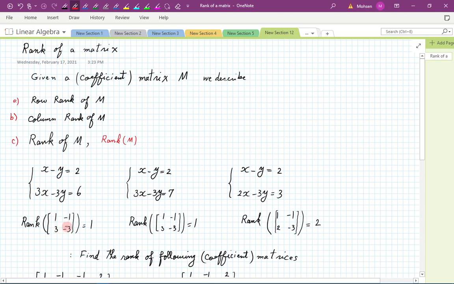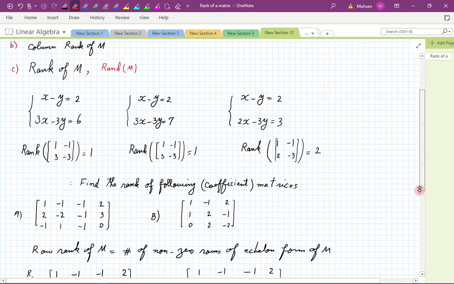Is that right? How about the columns? The first column is 1, 3. The second column is -1, -3. Are the two columns related to each other? Obviously so. This is -1 times that, same as here. So the second column can be made out of the first column, or in the same way the second row can be made out of the first row.